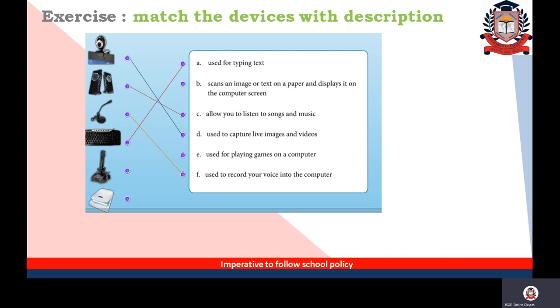And the next one is your favorite one, joystick. What is a joystick used for? A joystick is also a pointing device. With the help of this, we play games. So what is left now? B and E. B, scans images? No. Joystick is used for playing games on a computer, so the joystick goes to E. Very good. And the next one is scanner. It scans the images or text on a paper and displays it on the computer screen. So it goes to B.